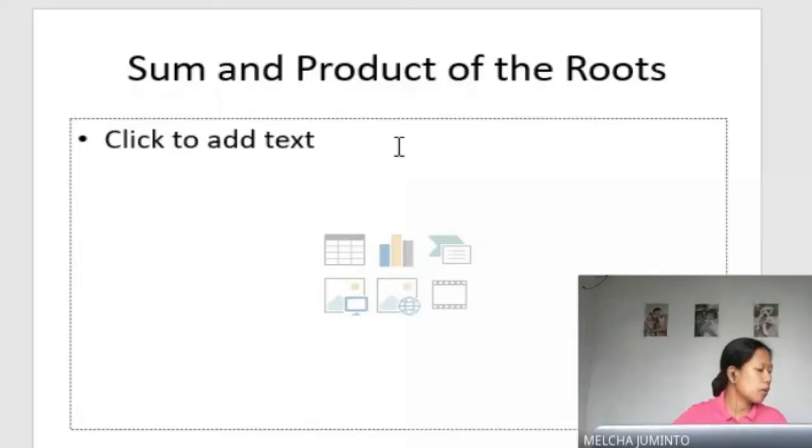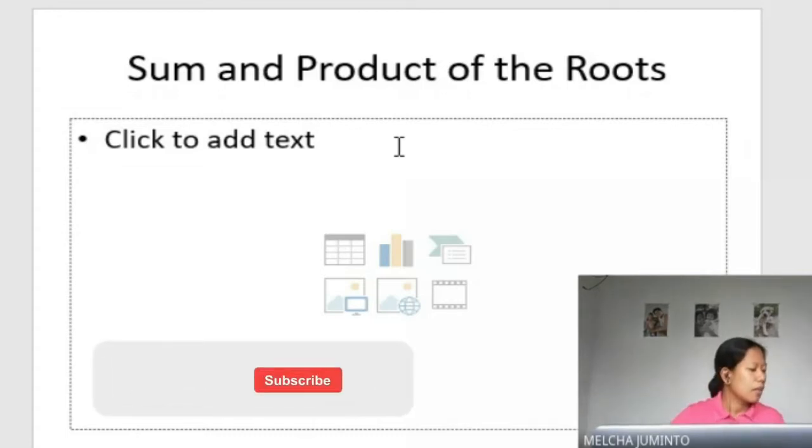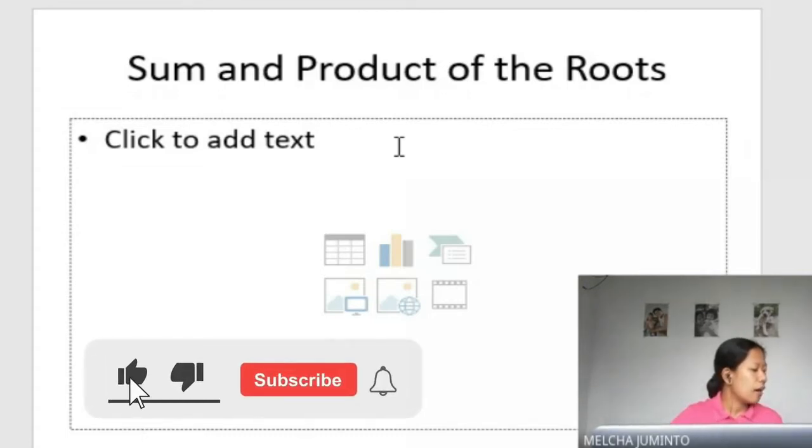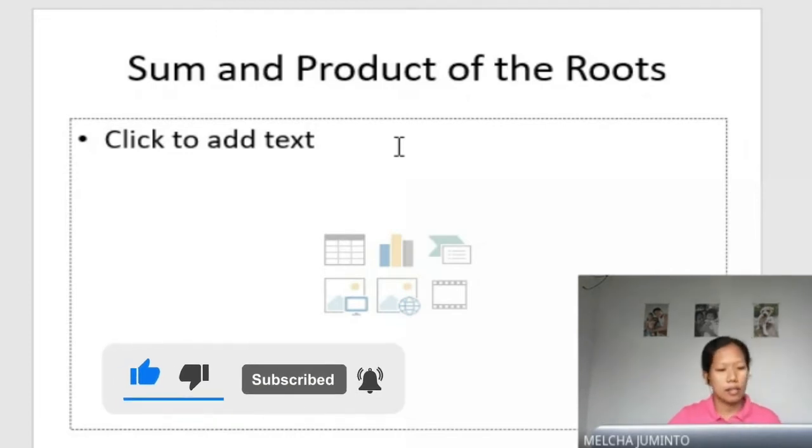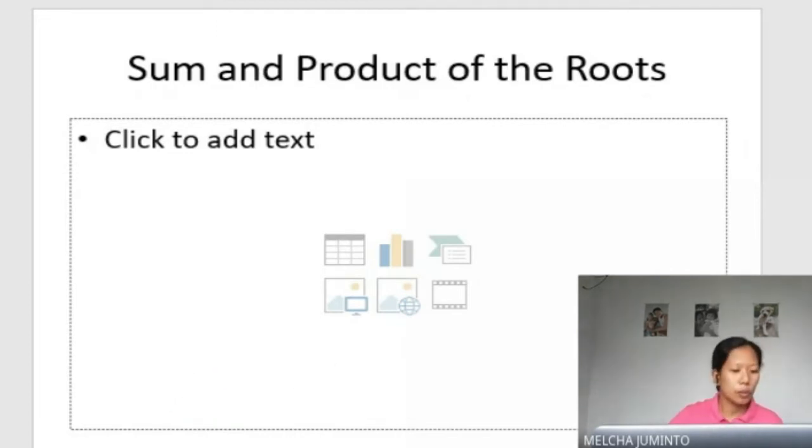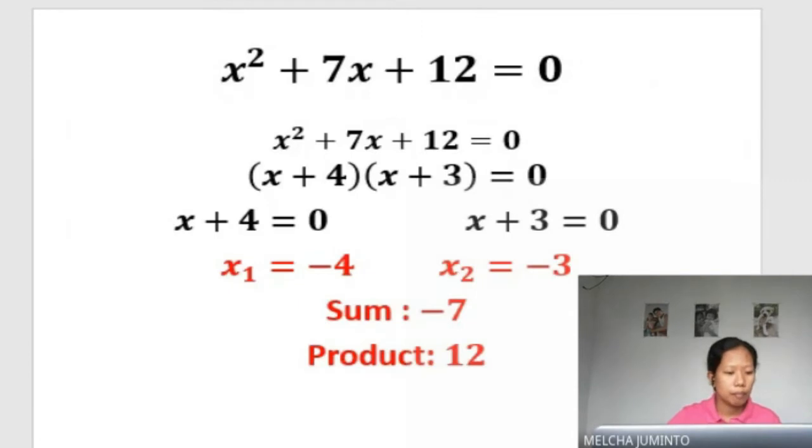Product of the roots of a quadratic equation. Now, we only have to follow a certain formula in order to find the sum and product of the roots.